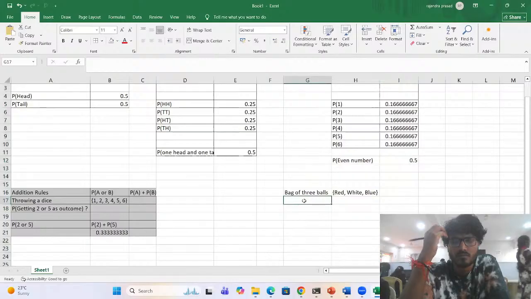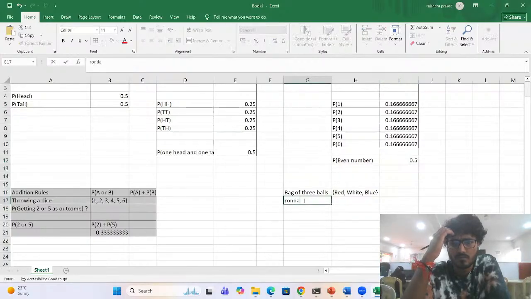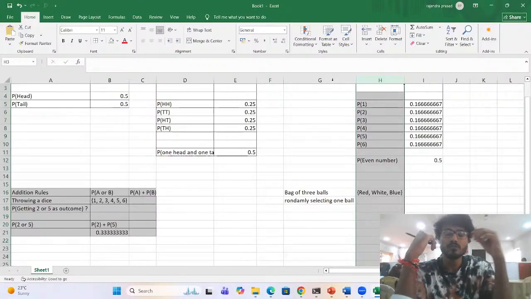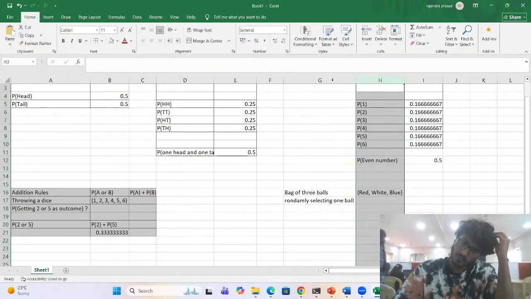So what I'm doing is randomly picking up one particular ball. I'm watching what the color of that ball is. Again, I'm replacing the ball in the same bag. We call this sampling with replacement. I'm collecting a sample out of the bag blindfolded. I'm picking up the ball, seeing what color it is, identifying it, and replacing the same ball into the bag.